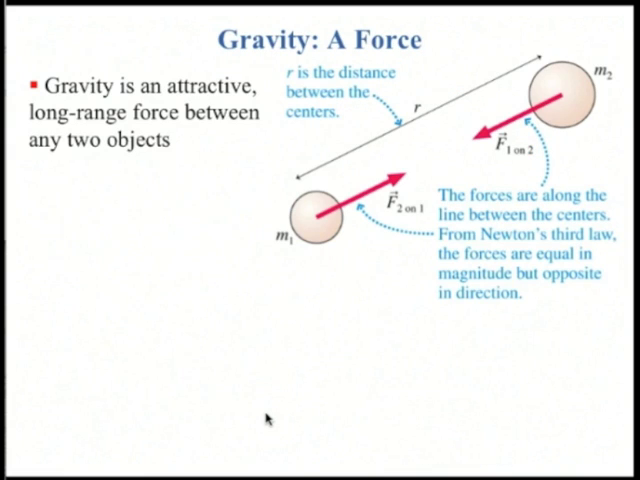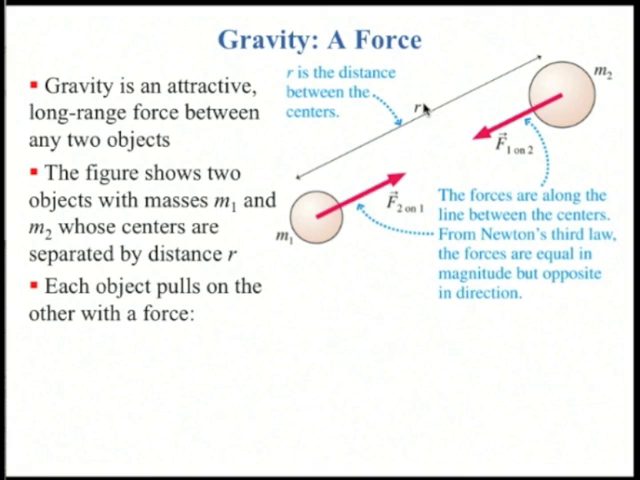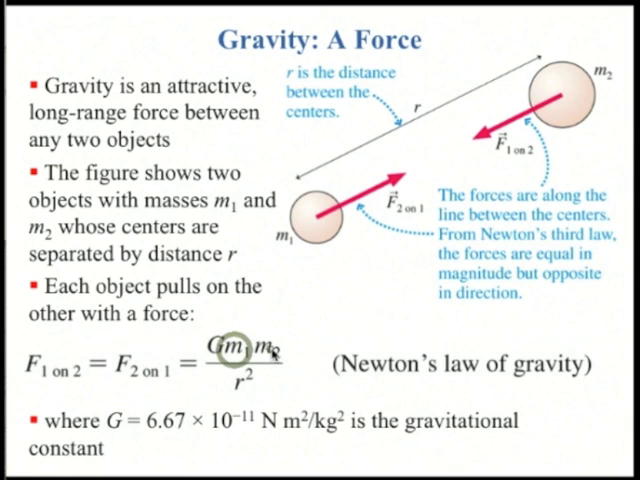Gravity is a force. It turns out that gravity is an attractive long-range force between any two objects. Here we have a figure showing a mass m1 and a mass m2 whose centers are separated by a distance r. Each object pulls on the other with a force which is equal to capital G times m1 times m2 divided by r squared, where G is this universal constant, 6.67 times 10 to the minus 11 newton meters squared per kilogram squared.